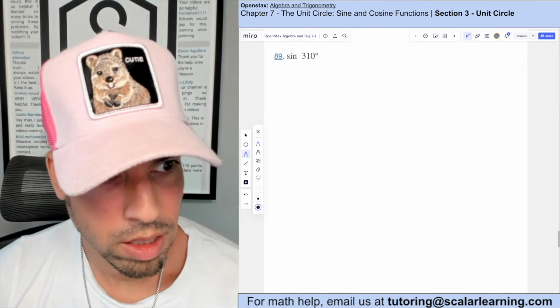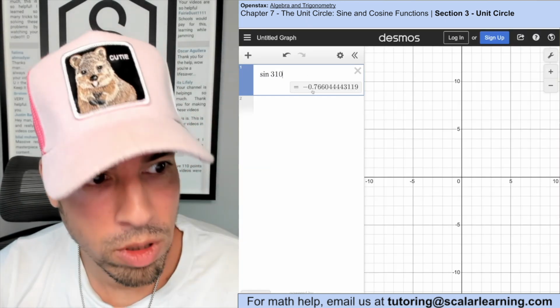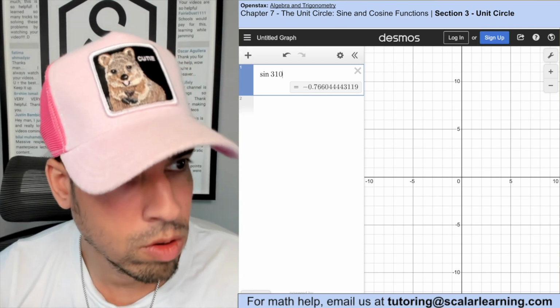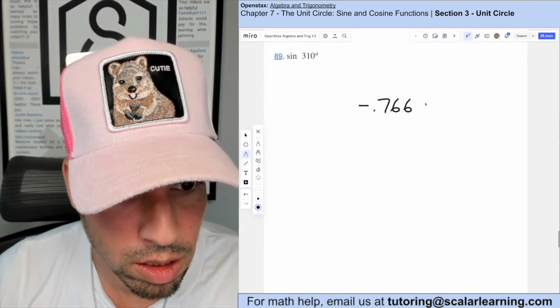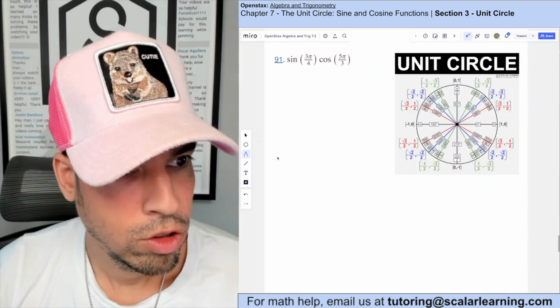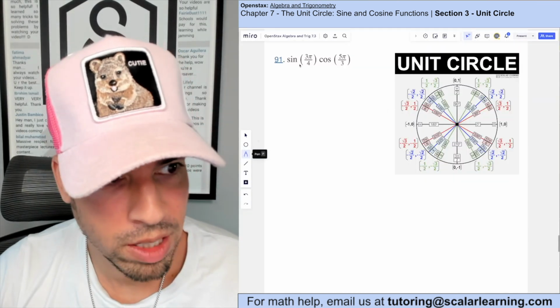So for this value, it's not on the unit circle. So let's plug it into Desmos. And sine of 310, therefore, is negative 0.7660. So negative 0.7660. Boom.